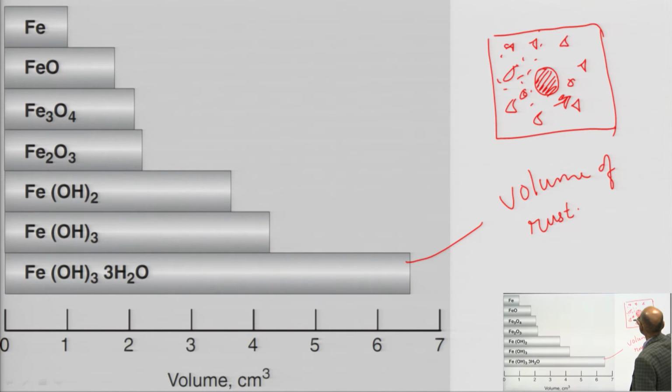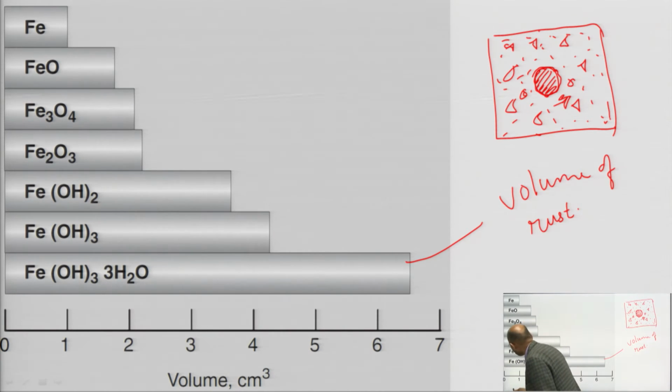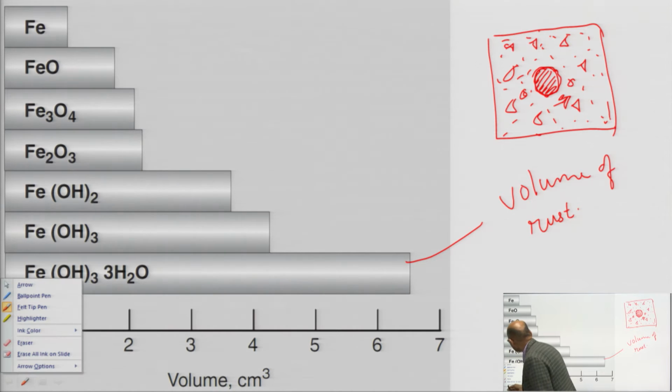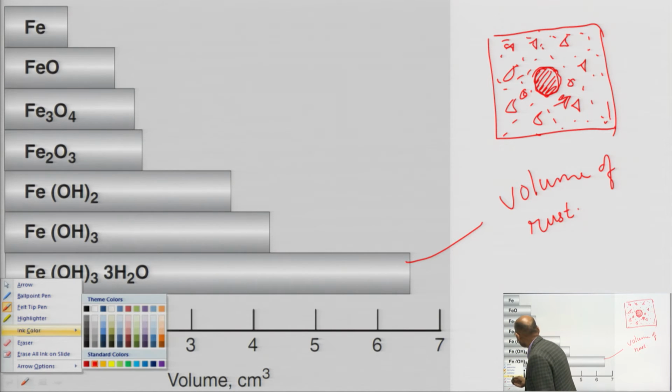So, this is the original concrete structure. First, it is going to form FeO. FeO, what will happen? This is going to occupy a certain volume here, and a certain volume here. I will take a different color so that you can visualize things in a better way.